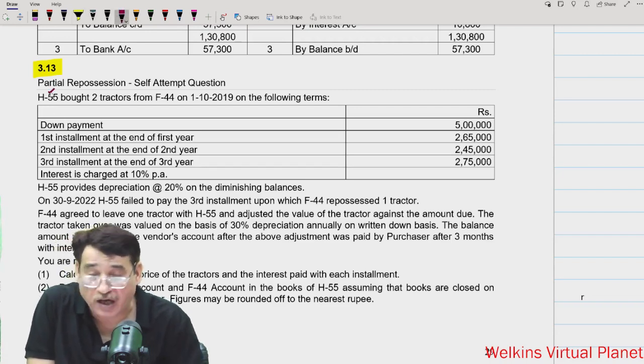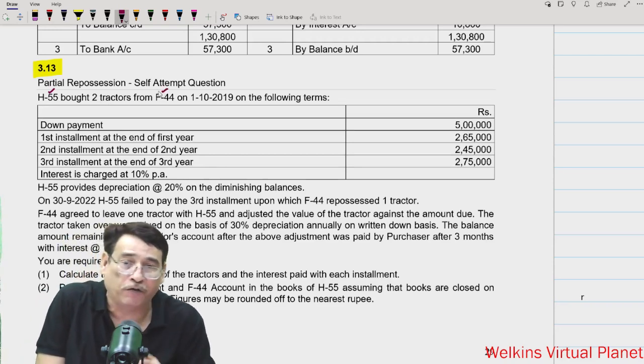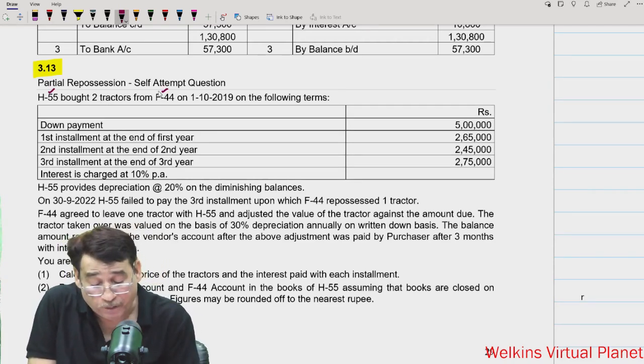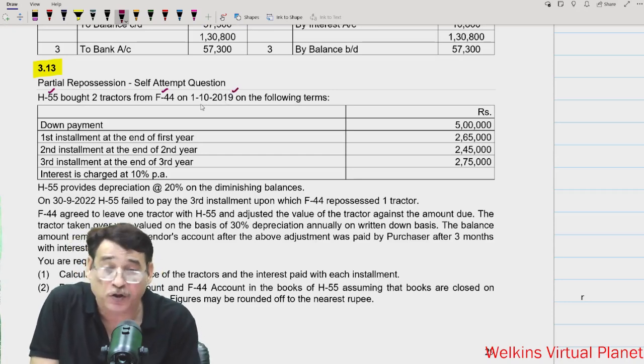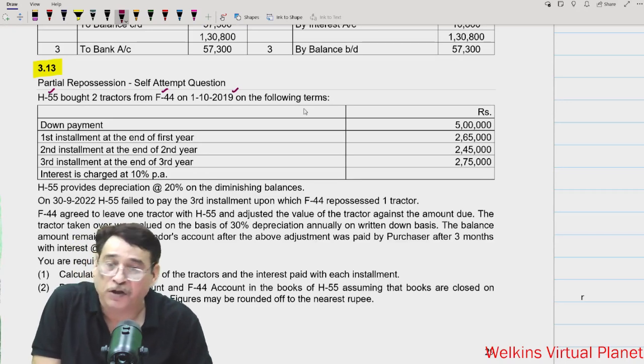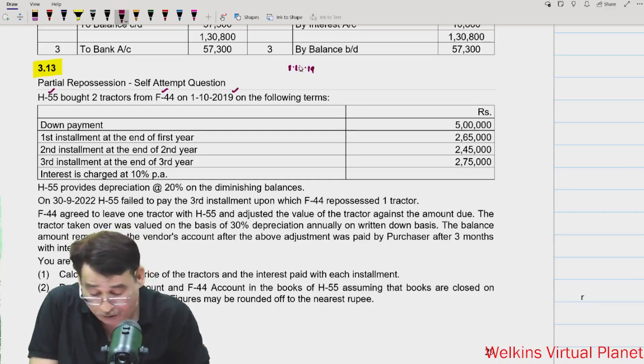H55 is the name of the purchaser, who bought two tractors from F44. F44 is the name of the vendor. On 1-10-2019, see the starting date, 1st of October 2019, on the following terms, correct? So the accounting year is starting from 1-10-2019. Pay attention here, 1-10-2019.